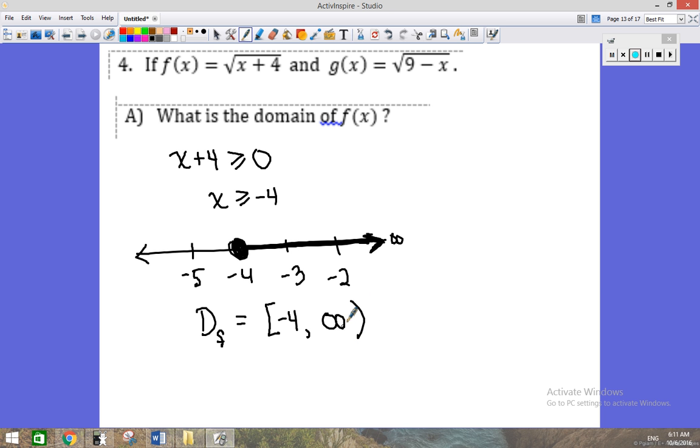Since there is no largest number, there is no endpoint that I can write down. So I can just indicate that it's going on forever. This will never have a bracket around the infinity because you can't include that endpoint. There is no endpoint. Alright, so there's my answer for problem number 4, part A.